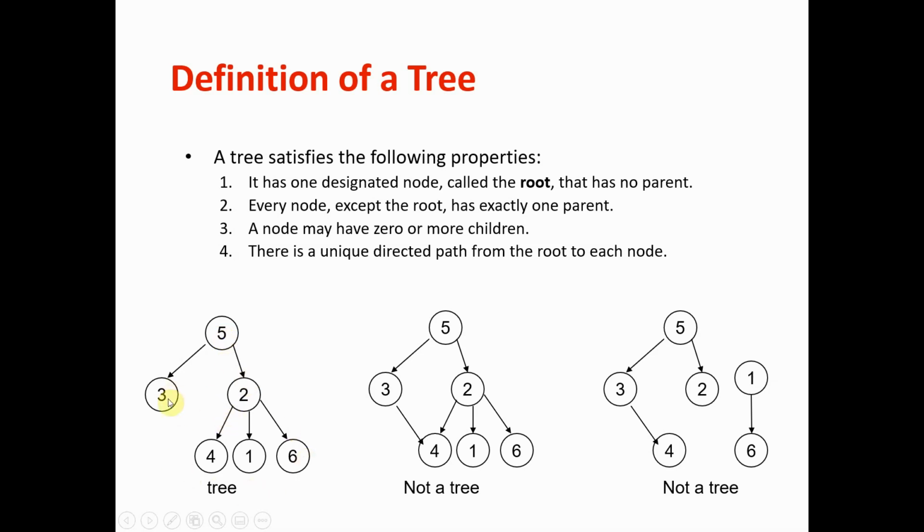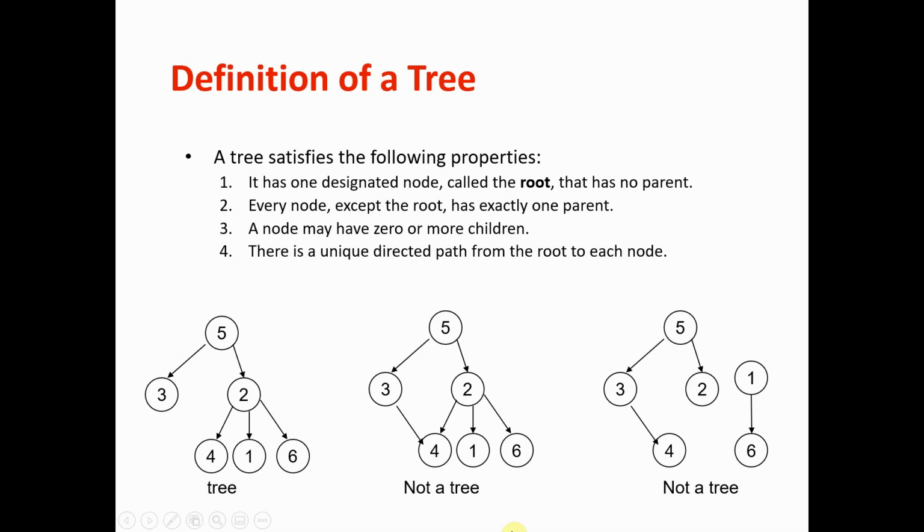And you can see that every node has exactly one parent, but the nodes might have 0 or multiple children. For example, this node, this node, this node, this node, they don't have any children, but this node has 3 children. This one has 2 children.